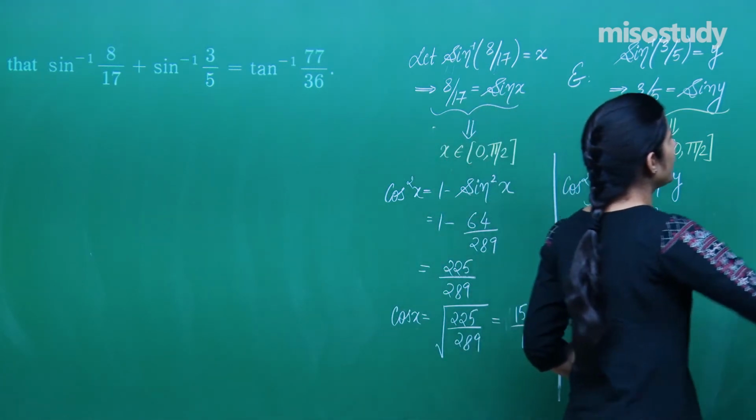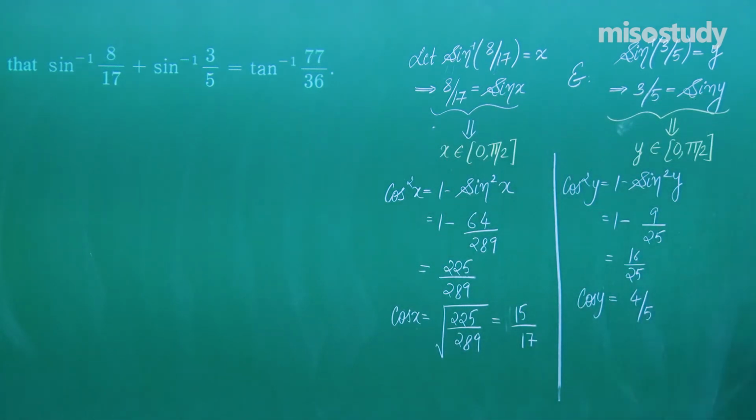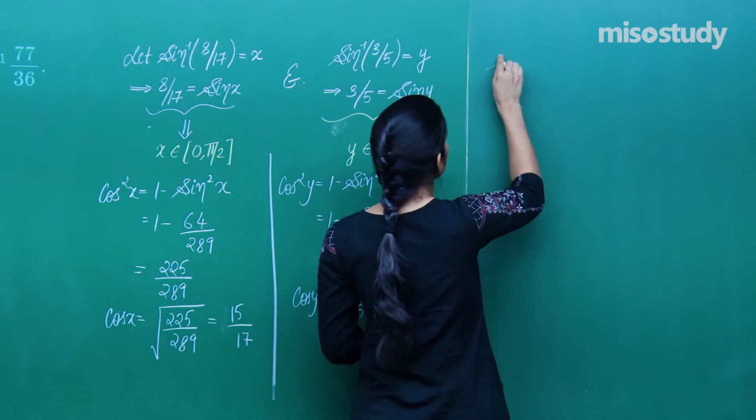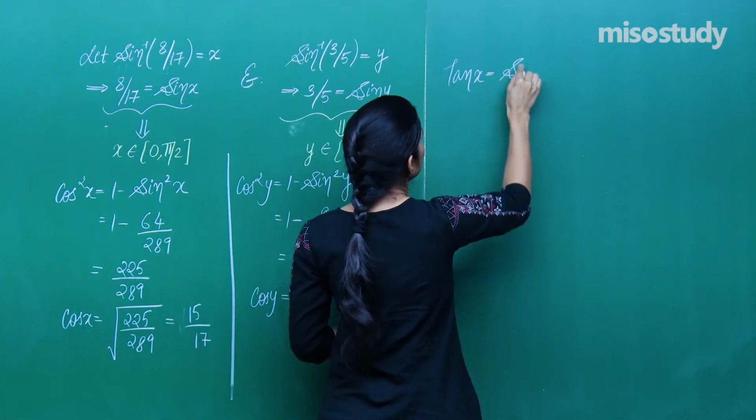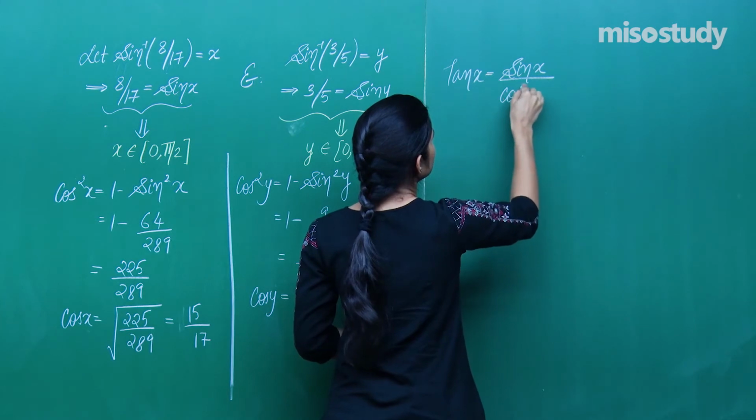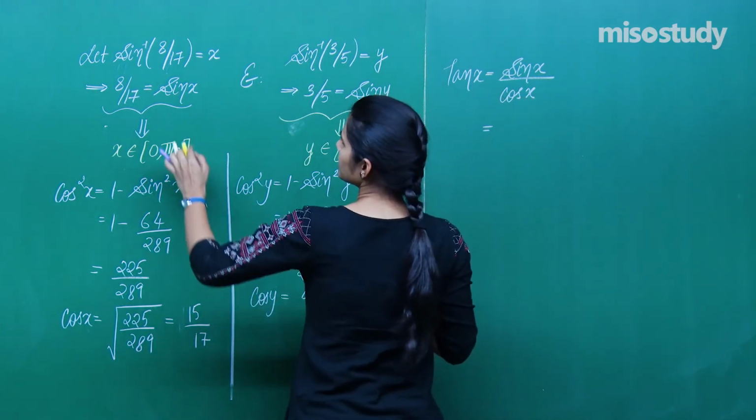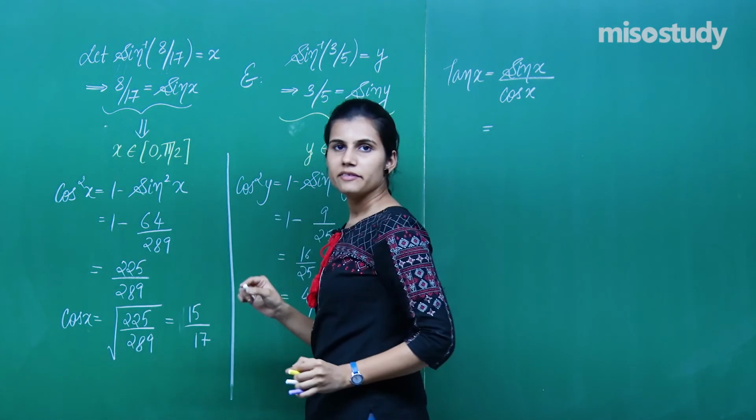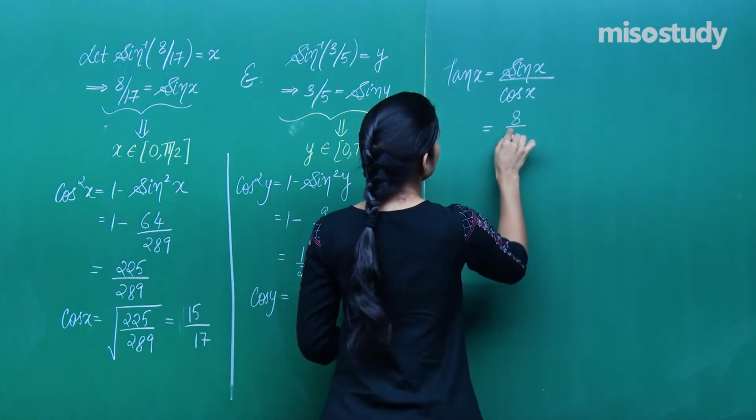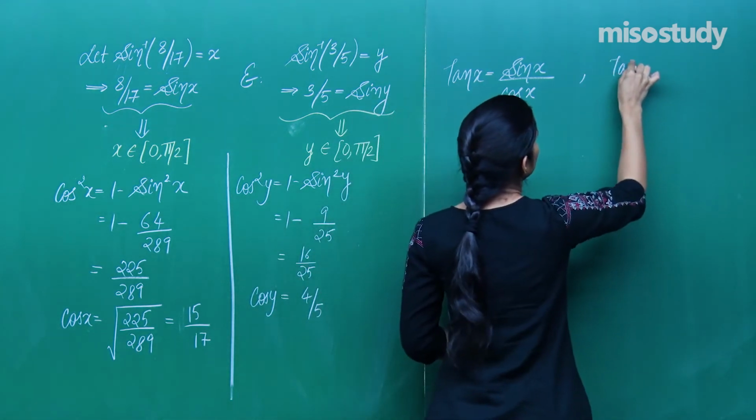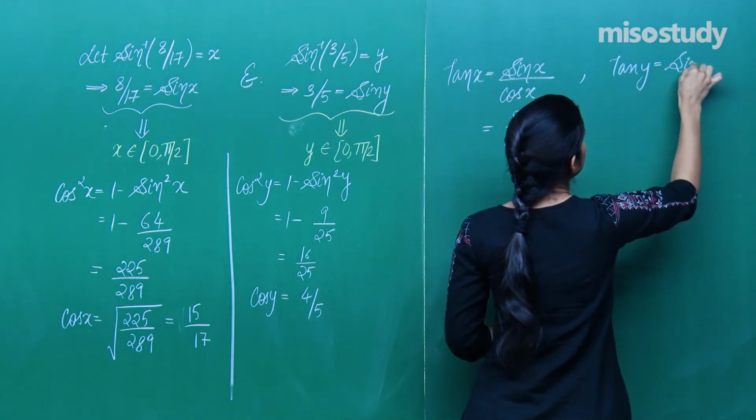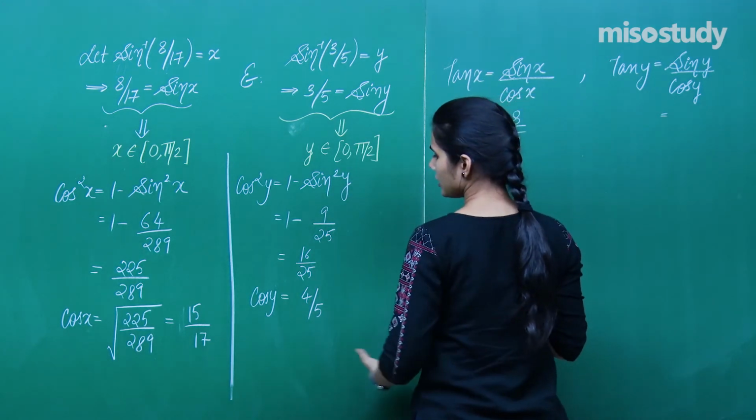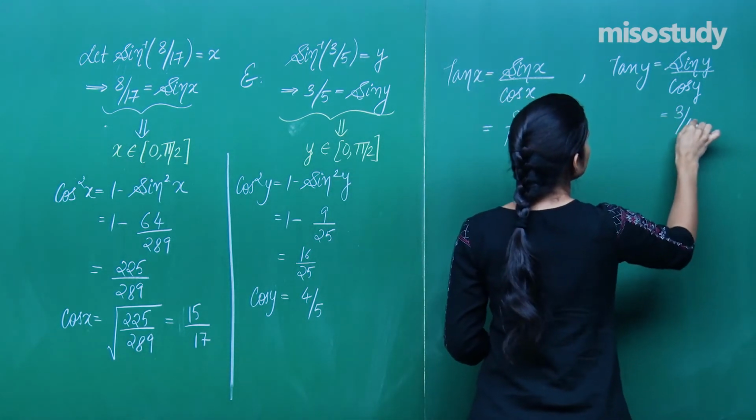I have cos y with me, I have cos x with me, sin x and sin y with me. So I will be interested in computing tan x and tan y. Tan x will be sin x upon cos x. Sin x is given as 8 by 17, cos x is coming out to be 15 by 17. 8 by 17 upon 15 by 17 is nothing but 8 by 15. And tan y is obviously sin y upon cos y. Sin y is 3 by 5, cos y is 4 by 5, so 3 by 4 is tan y.